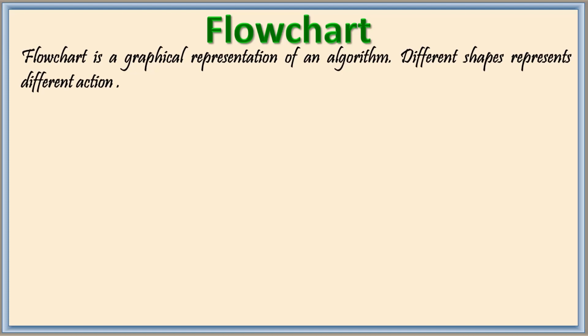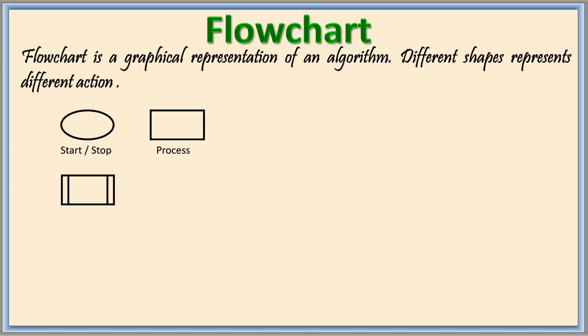Next here is flowchart. Flowchart is a graphical representation of an algorithm. Different shapes represent different actions. Commonly used flowchart symbols are here. This is the oval shape which always indicates start or stop. Here is the rectangle box which represents the process. This is a sub-process, and then here the diamond shape indicates a decision maker.